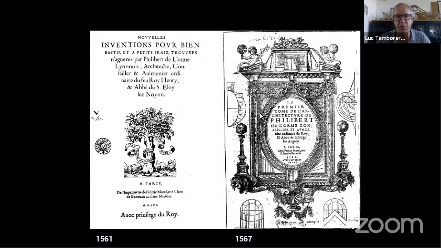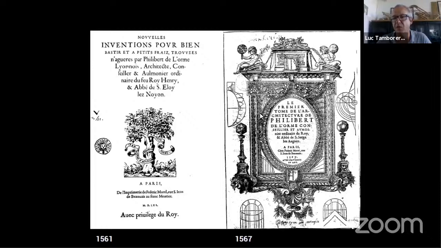So Invention pour bien bâtir à petit frais, with a carpentry invention, it is a milestone. It's extremely important in terms of technology. And you understand the reason why he makes this invention. I mean, there is a problem in the forest, a problem of cost. It is a real invention of an architect to make something possible again, to make vaults. At this period, it was a big, big problem of finding trees.